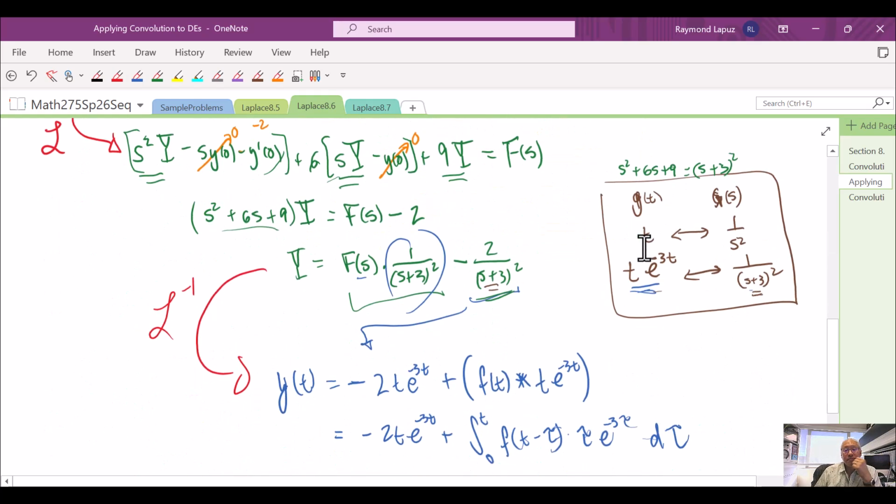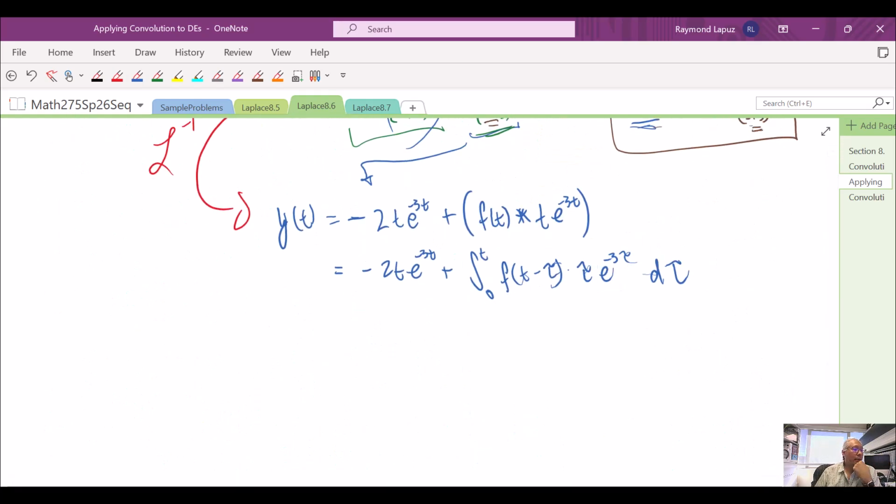Okay, this should be tau d tau. And I believe that's it. So unless we know this function, this is about as far as we can go. Hopefully this function is a nice function that we can actually integrate. If not, then, you know, we'll just Wolfram it. Okay, I hope that's good.